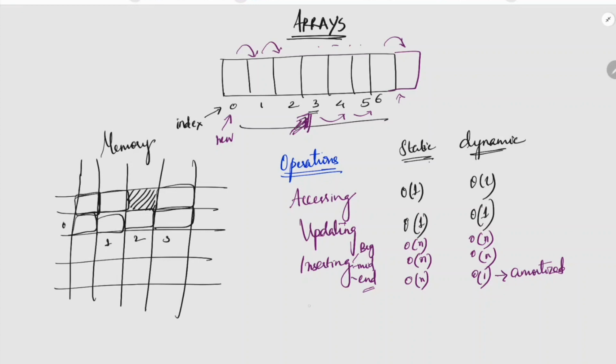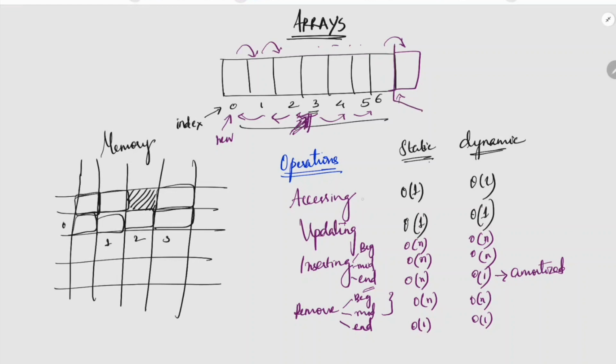And the next operation is to remove an element. And in case of removing an element, again, it can happen in three places: beginning, middle, and end. In case of beginning and middle, in both static and dynamic arrays, it's going to take O(n) time. However, at the end, it is going to take only O(1) time. The reason is because, again, if you are removing from the beginning, then all the elements have to be shifted by one place to the left, and the last memory block is deallocated.